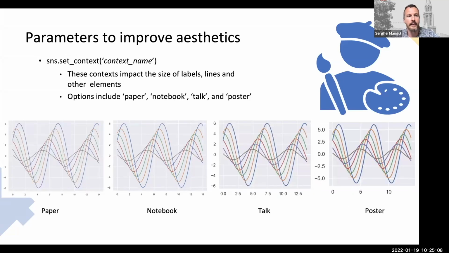Okay, so again Seaborn makes things very simple. There are 4 types of figure: paper, notebook, talk, and poster. The assumption is that the poster will have the largest size of the labels, as well as the highest thickness of the lines, and so on. Talk will be less, notebook less, and the paper even less, right? So it depends where you put it.